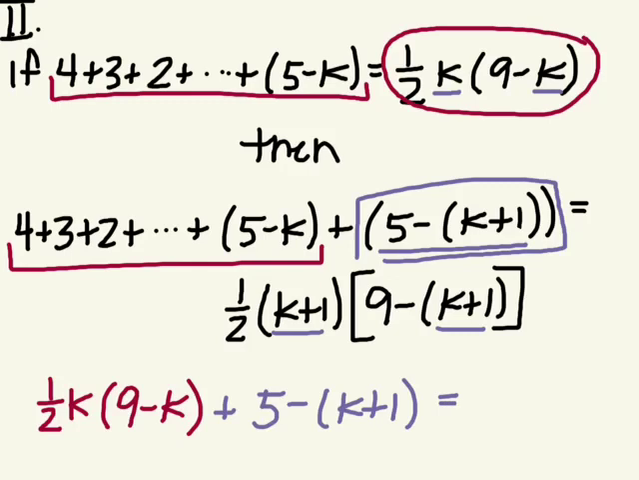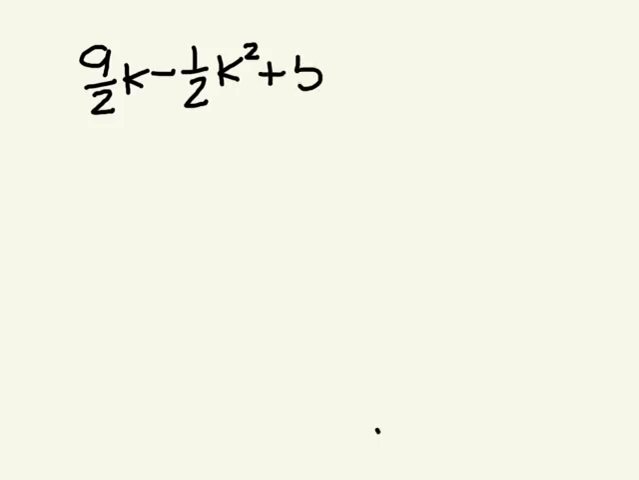And again, I'm just working with my left side to match my right side. I'm going to need to multiply through that 1/2 k and multiply through the negative. So that's what I'm going to do as my first step on the next slide. So multiplying through the 1/2 k, I get 9/2 k minus 1/2 k squared. Multiplying through the negative, I have a positive 5, and then I have minus k minus 1.